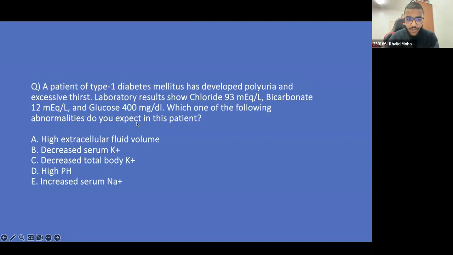Let's discuss this question as well. A patient of type 1 diabetes has developed polyuria and excessive thirst. Laboratory results show chloride, bicarbonate, and glucose. Which one of the following abnormalities do you expect in this patient? All we need from the question is that he has type 1 diabetes.